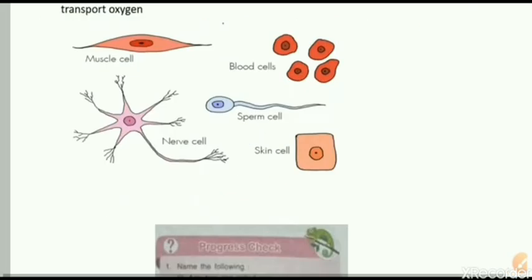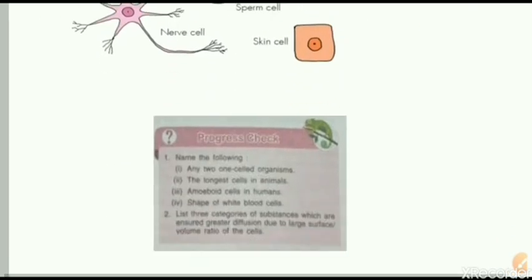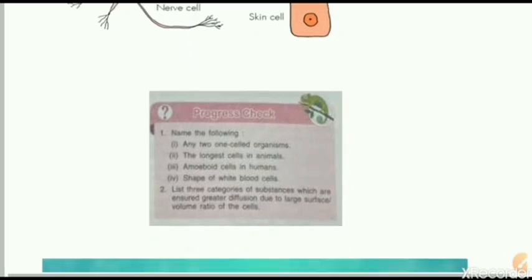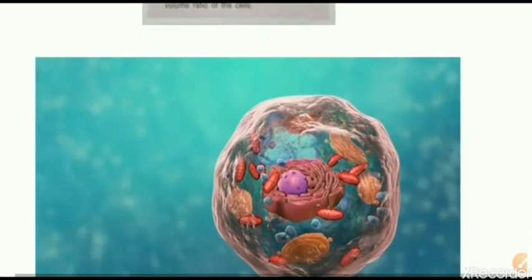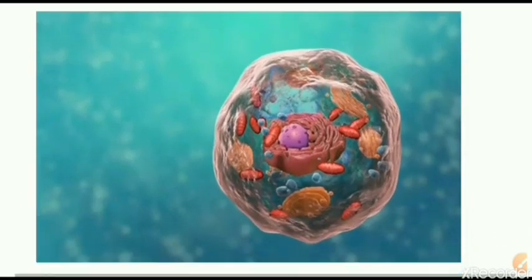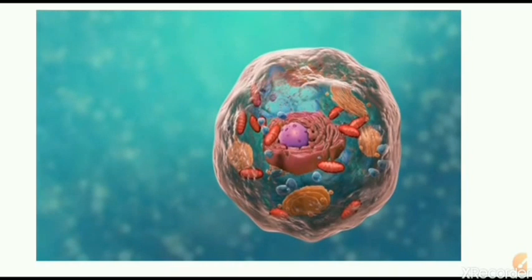Having discussed the varying cell sizes and shapes, we will now move on to the progress check questions. This is your homework for this week. Find out the answers and try to solve. We will be discussing them in the upcoming class. So here I will take a pause for the chapter now.